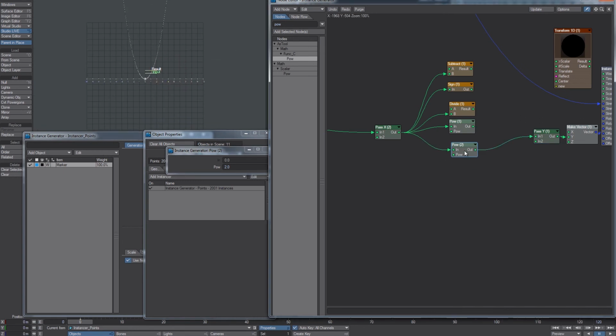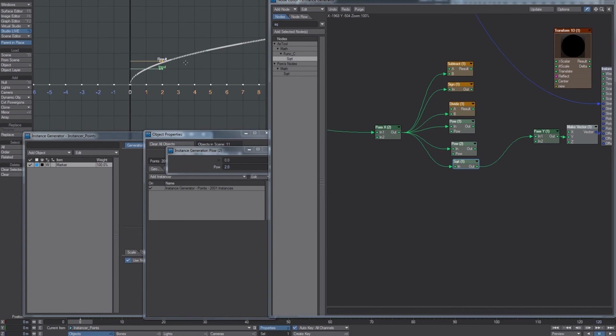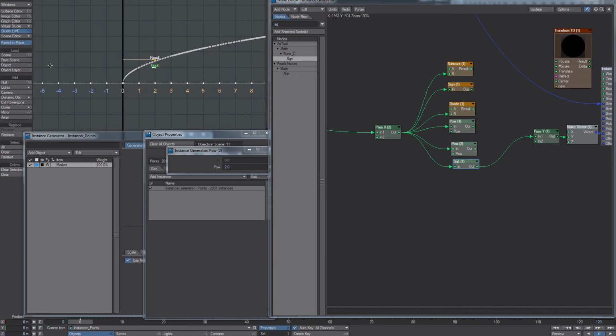To do the square root, I can use this square root node also, and it's going to look like this. In this case, we have the negative instances disappearing because the square root of negative values is undefined. But I can also do the square root by using a power node. On the power, instead of putting 2, I have to put 1 over 2. By doing that, I get the same result as the square root, as you can see here.